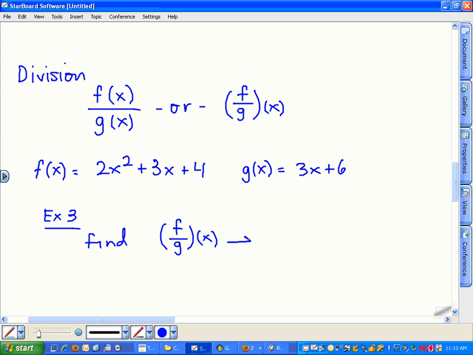Let's actually start with the first part you said. What was the first thing you said? Okay, that's how you start. You put, which function goes on top, f of x or g of x? F of x, so let's put it on top. 2x squared plus 3x plus 4. The g of x function goes on the bottom.